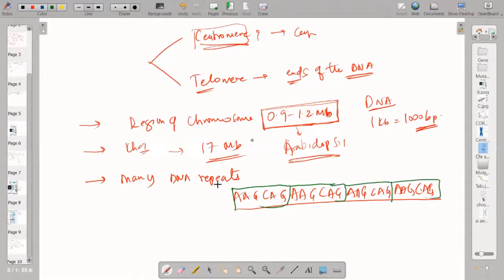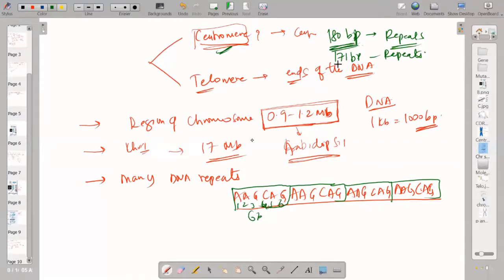If you take the centromere region, it has 180 base pair repeats. That means this is just a 6 base pair repeat, so 1, 2, 3, 4, 5, 6 base pair repeat. The centromere region of Arabidopsis has around 180 base pair repeats. In human beings, you will see 171 base pair repeats. This is just a 6 base pair repeat, 6 base pairs are repeating.